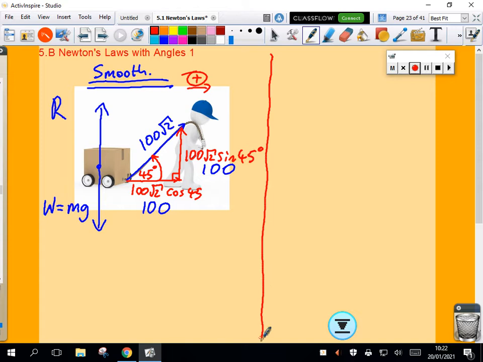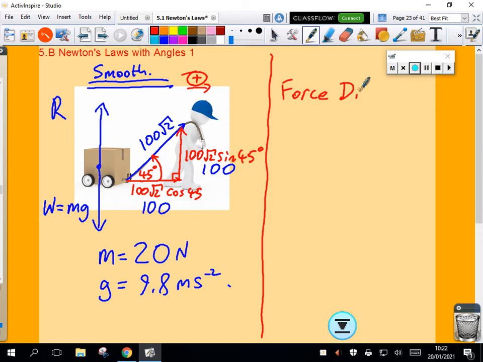So if I think about this, maybe I'm just going to make up some mass. Suppose I said the mass of the box was equal to 20 newtons, and I'm going to say that little g is equal to 9.8 meters per second squared. So if I was to draw the force diagram, I kind of have already, but imagine you're in an exam and you're given the picture.